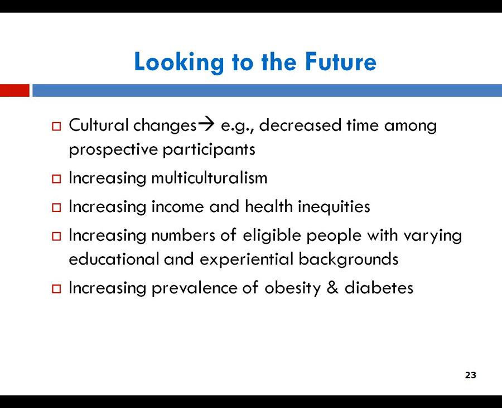The increasing income and health inequities in our country are really something that we think we have some of the answers for, but we have to be out there and we have to continually look for better ways to do our work. Right now, we have increasing numbers of eligible people with varying educational and experiential backgrounds. We have many highly educated people, as you well know, who are without a job and easily qualify for our programs. And so in some ways, this makes it more difficult because our groups become more heterogeneous.